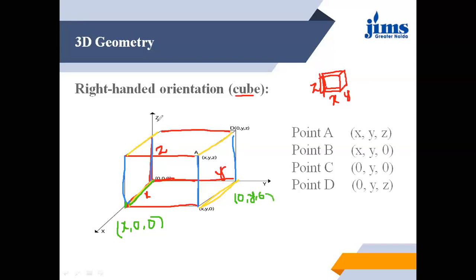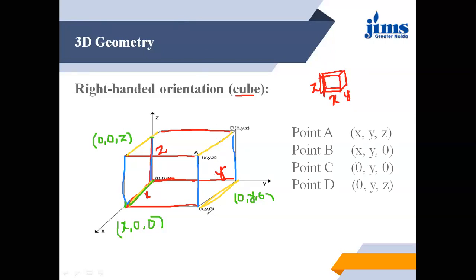When we want to see the value of this point on the z-axis, then x is 0, y is 0, and z has the length that is equal to the cube on the z-axis. So this was about the three corners. Now we will try to find out the values of the other corners also.